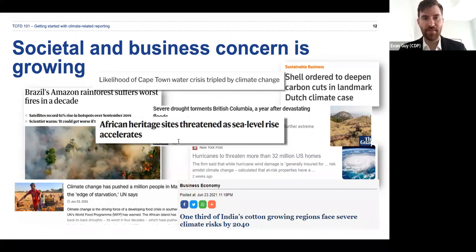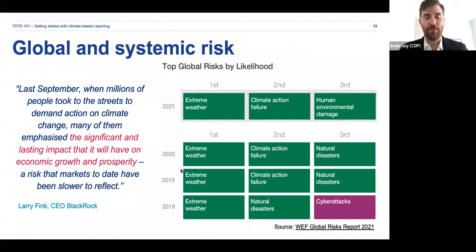These impacts and these changes are also increasingly feeding through to the business sphere, with businesses increasingly seeing that climate change is, will, and can have a real and tangible impact on business performance. It is also feeding into global and systemic understandings of risk as well.